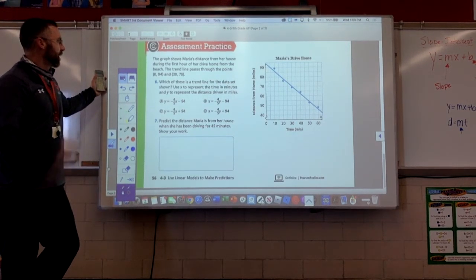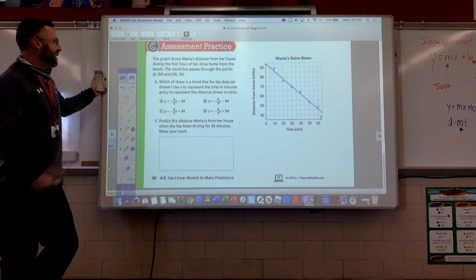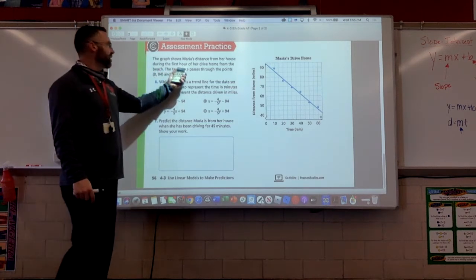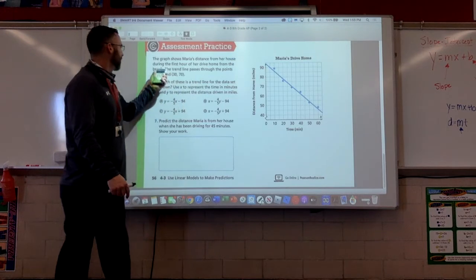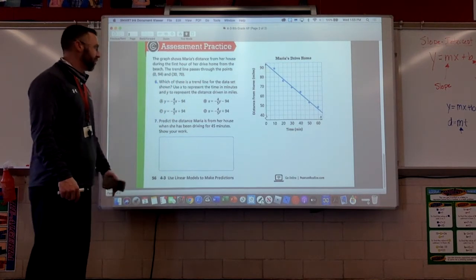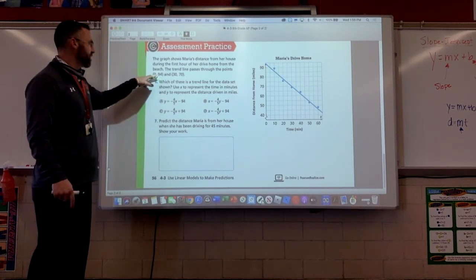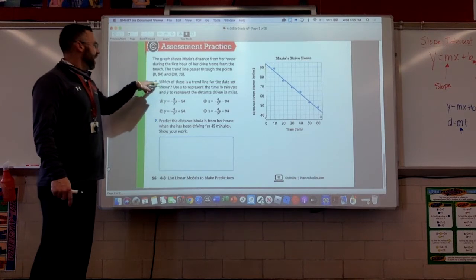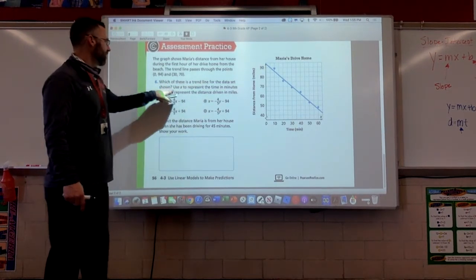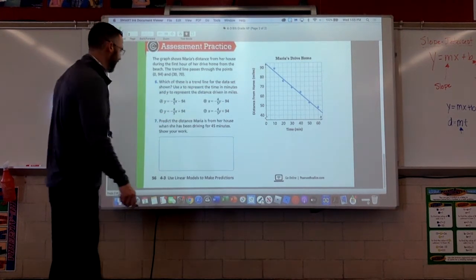I've been waiting for you to get to these last two. These are my favorite two questions right here. All right. Well, when we read this, we got Maria's distance from her house during the first hour of her drive from the beach. The trend line passes through those 2 points. I'm glad they gave us those 2 points. Especially this one. This is my y-intercept, 0,94. Which of these is the trend line for the data set shown? Use x to represent the time in minutes and y to represent the distance in miles.